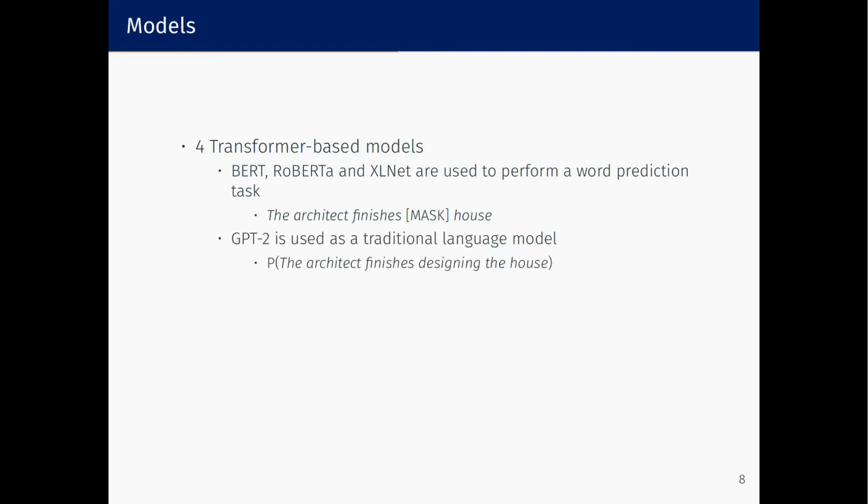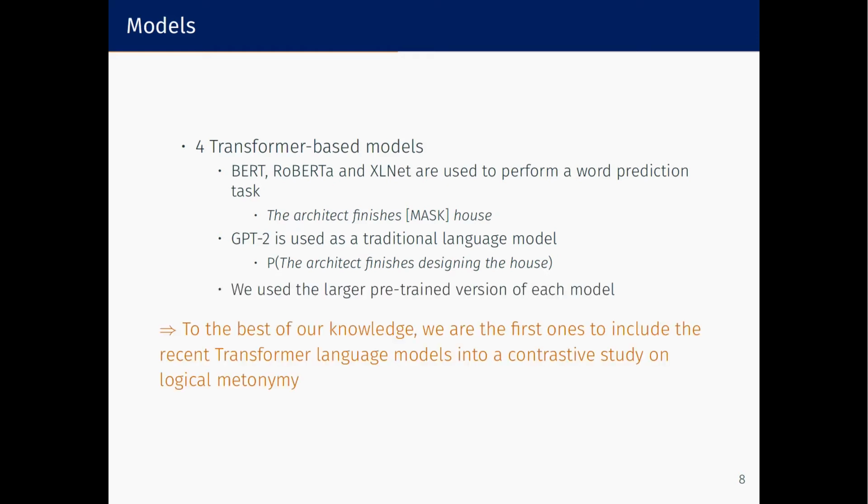As GPT-2 works as a traditional language model, we adopted this model to calculate the probability of the entire sentence. In this case, we expect that the sentences evoking more typical events get higher values. To the best of our knowledge, we are the first to include the recent transformer-based language models into a contrastive study on logical metonymy.